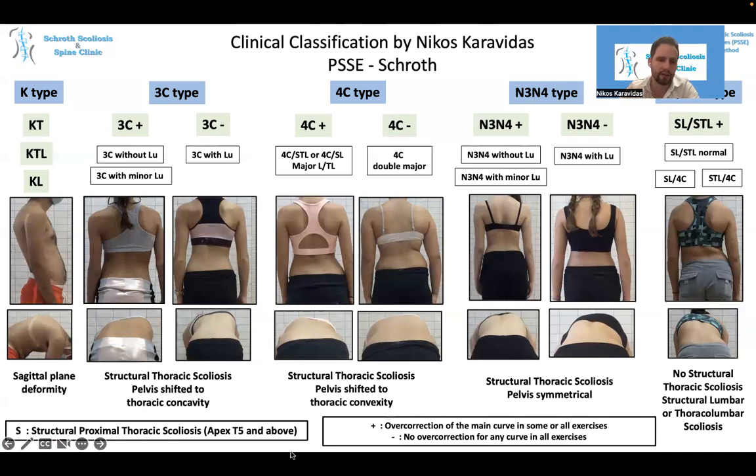And we have also introduced the term S-type. S-type means structural proximal thoracic scoliosis, so when the apex is T5 and above.